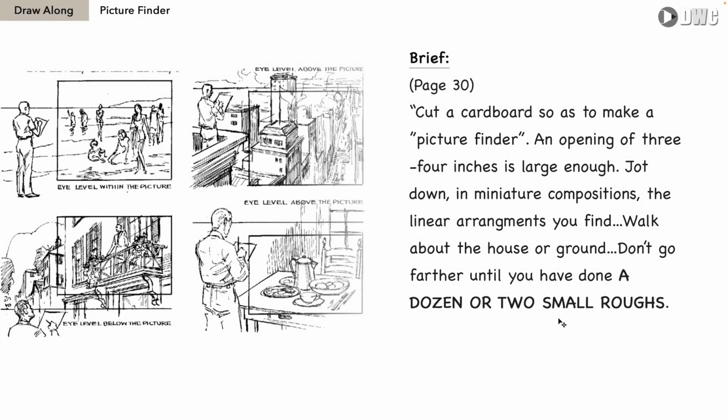So 24 small roughs. Get your reps. Composition is a muscle. I always say composition is a muscle. If you want composition skills, just like you want bigger muscles, guess what you have to do? You have to put in some damn reps.